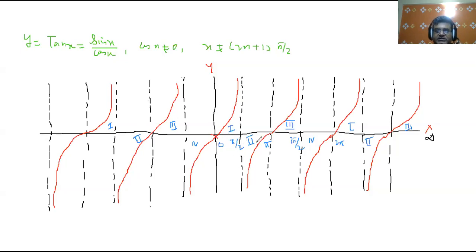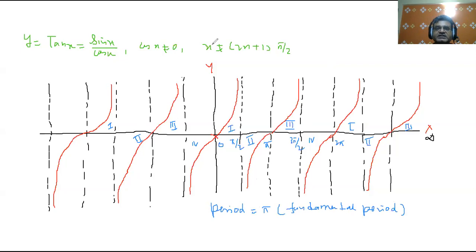So here the graph is also repeating itself. So here the period of the function is pi. It means the fundamental period we are talking about. Fundamental period is the smallest possible period. So this is the graph of tan x that you have to remember.